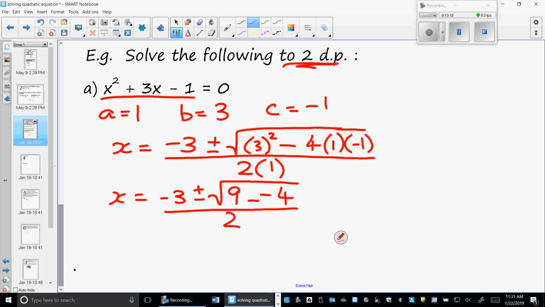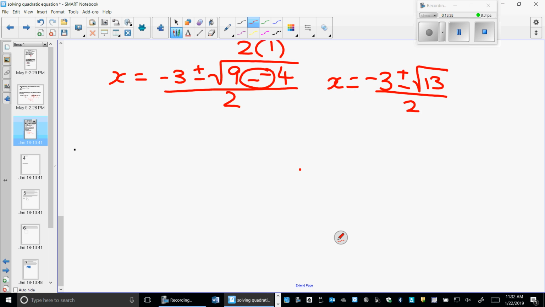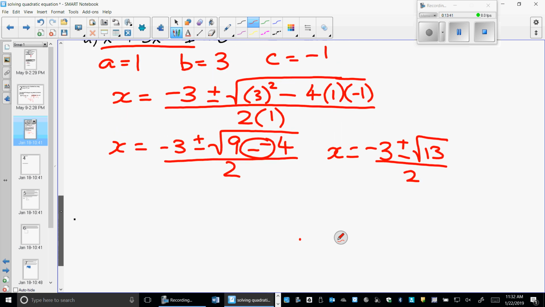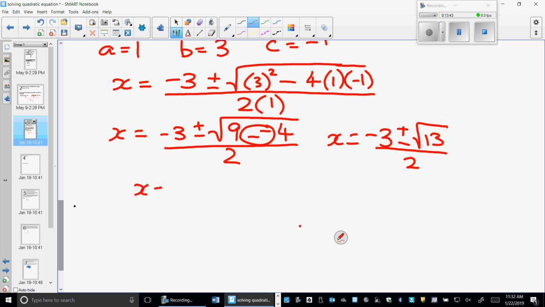Everyone else okay? Alright, so here, I'm then going to work out bits as we go. So we've got x equals negative 3 plus or minus the square root of, as we've noticed, this is going to be plus root 13 over 2. This is where we come into our 2 different answers. One of the paths is where we are going to follow the plus, and one is where we're going to follow the subtract. So we've got x equals negative 3 plus root 13 over 2, and x equals negative 3 subtract root 13 over 2.